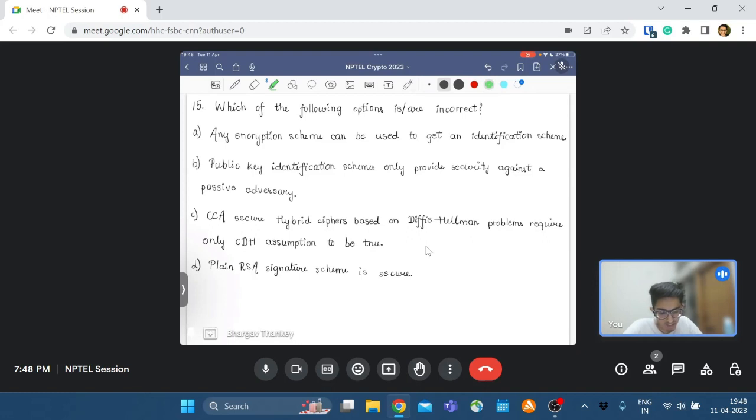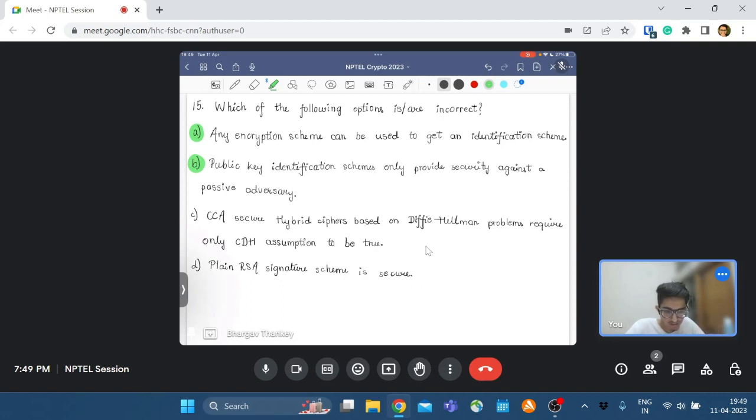Option A is any encryption scheme can be used to get an identification scheme. Well, this is false. Only public key encryption schemes can give identification schemes. Option B is public key identification schemes only provide security against a passive adversary. Well, this is false. They also provide security against active adversaries if we define public key identification schemes properly, that is, if we create a secure scheme.